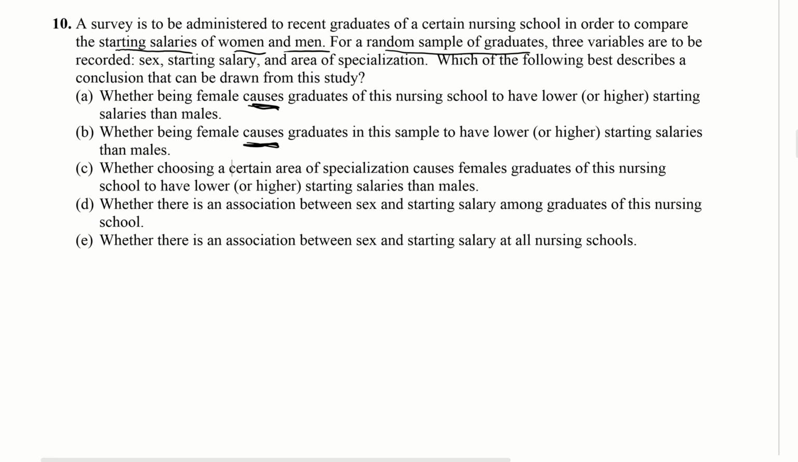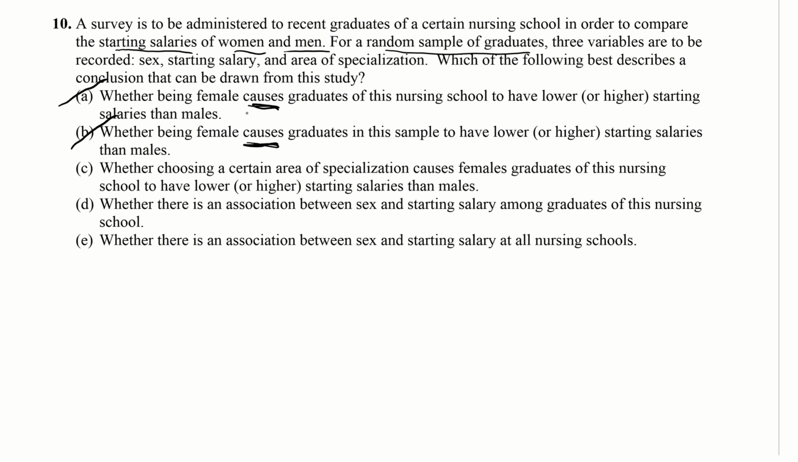So what can we infer? We cannot infer cause and effect here because the way you infer cause and effect is if you have random assignment. We don't have any random assignment here, right? So therefore, we cannot establish cause and effect. We do have a random sample of graduates, so we have randomization of individuals, but not random assignment. Okay, so it eliminates A and B.